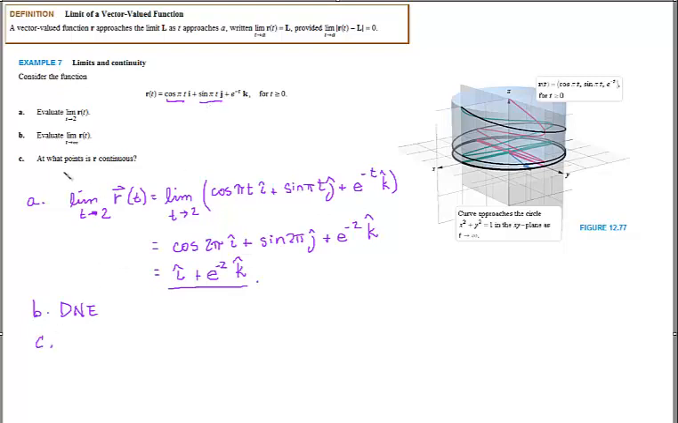C, at which point is R continuous? Just check each one of these different functions, and if it's all continuous, then you can say each one of these different components of the function is continuous. Because this is continuous everywhere, I can say that this is continuous for all t. So the R vector is continuous for all t.